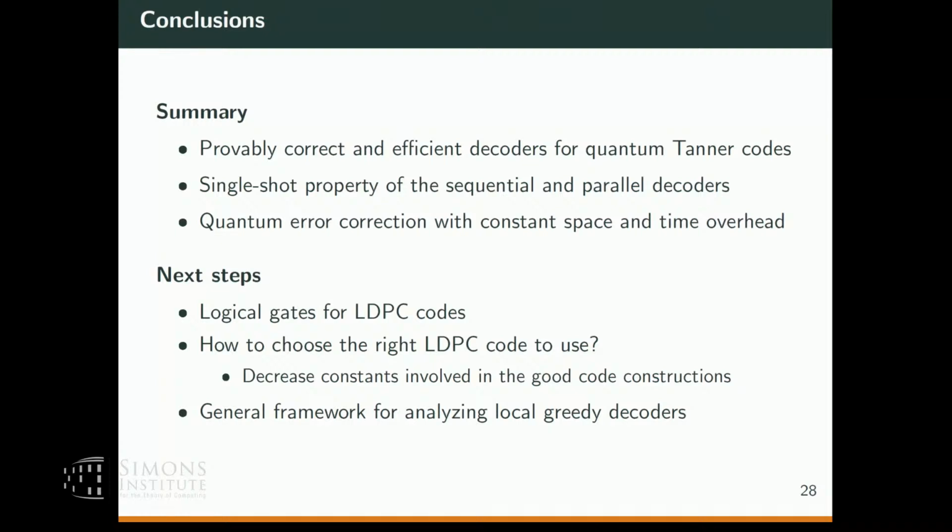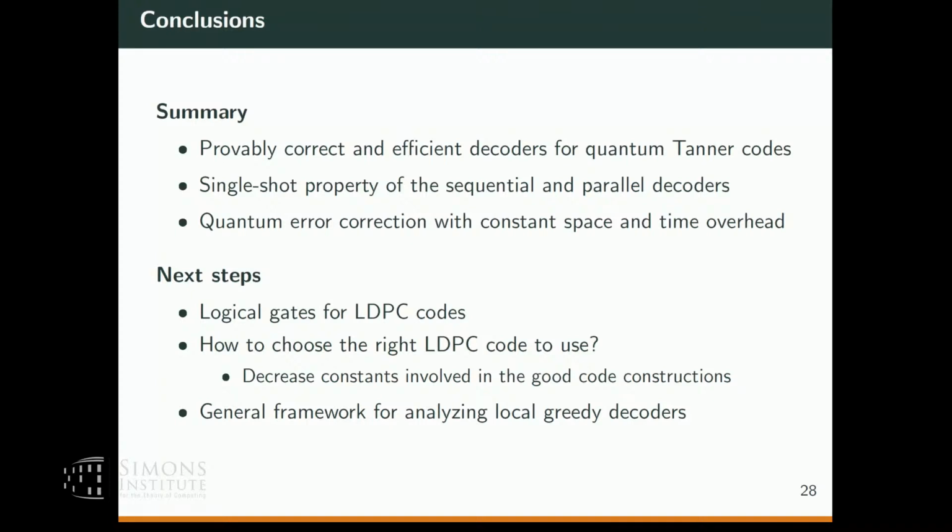Another question is, in the finite regime, what are the right codes to use? People are already starting to think about this question. These asymptotically good codes come with very large constants. So as they are right now, it's probably not the code of choice, but maybe we need to come up with better constructions, or find what are the good constructions to actually use in the finite regime.